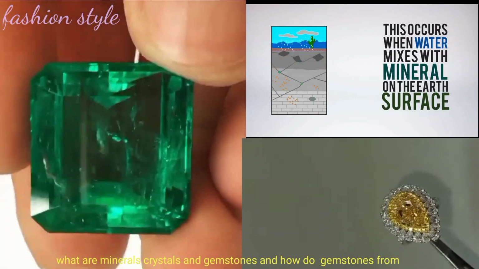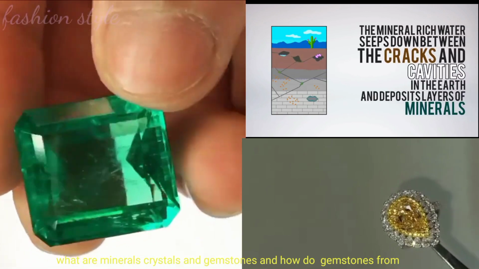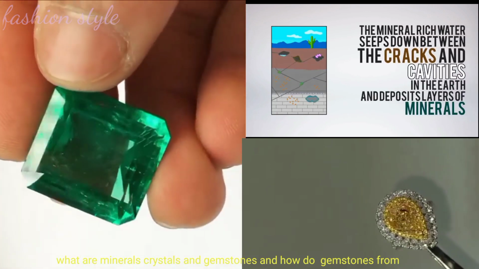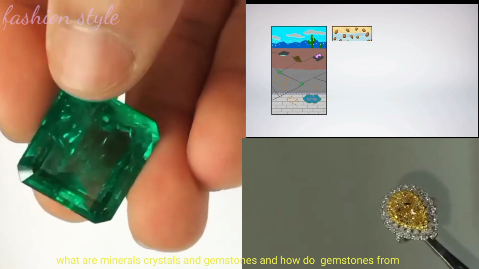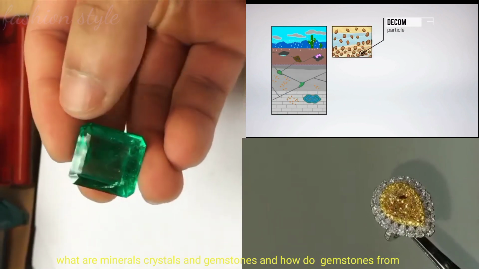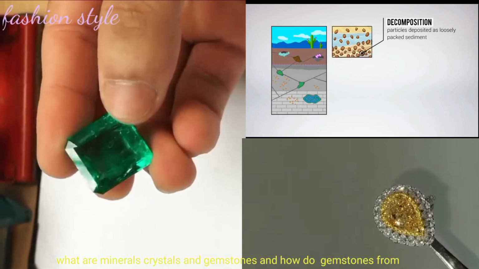Carbonates are a combination of carbon, oxygen, and metal. Examples are calcite, rhodochrosite, and malachite. This group of minerals is so soft that they dissolve with mild acids like vinegar.